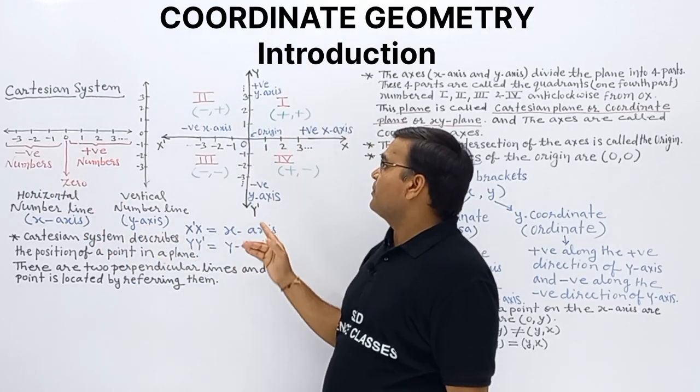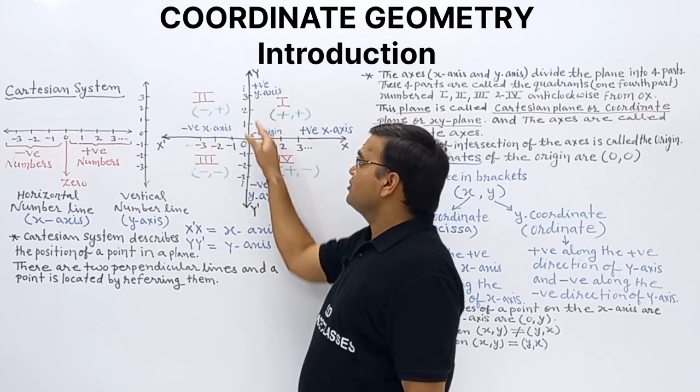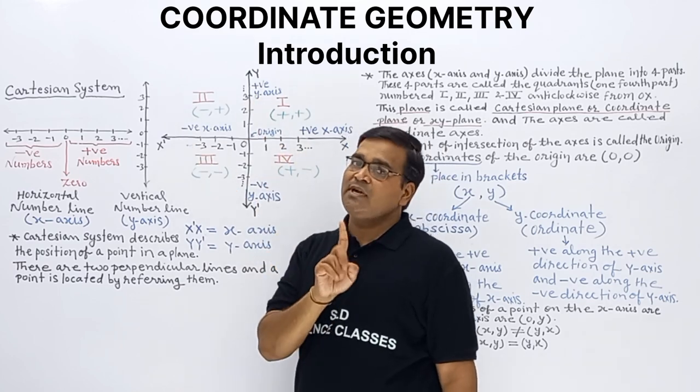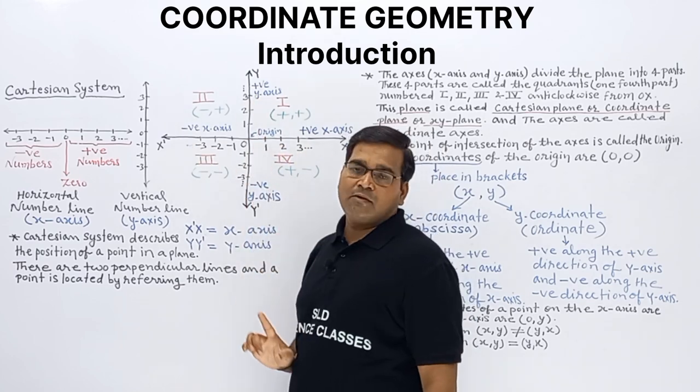Clear? There are two perpendicular lines, this one and this one. They intersect one time, at the origin.